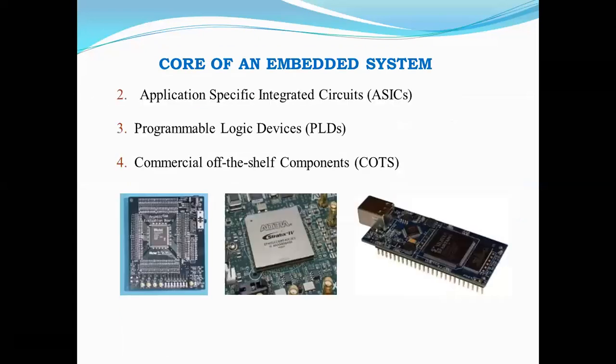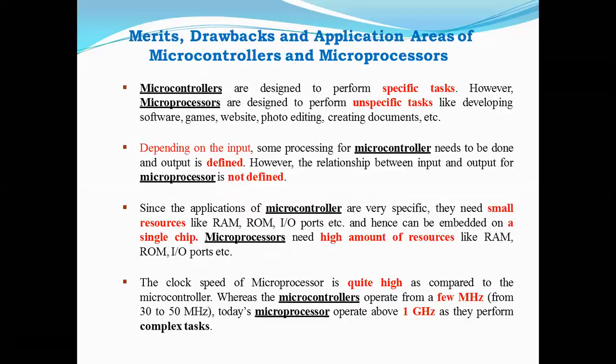The next type of processor is application specific integrated circuits, that is ASIC. This is also a kind of processor used for designing embedded systems. Then you have programmable logic devices. And the fourth one is commercial off the shelf components, COTS. This is also a kind of processor used for embedded systems. All these processors we will discuss one by one. First we will go with the microcontrollers and the microprocessor.